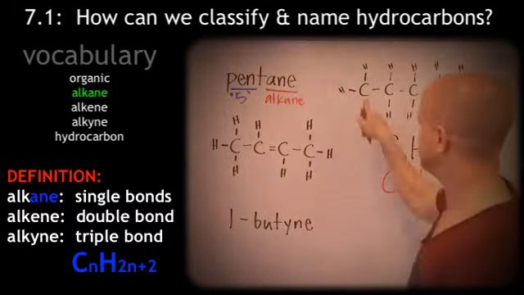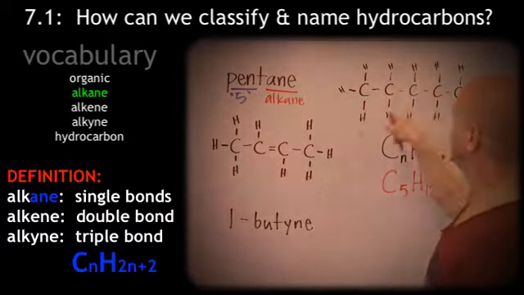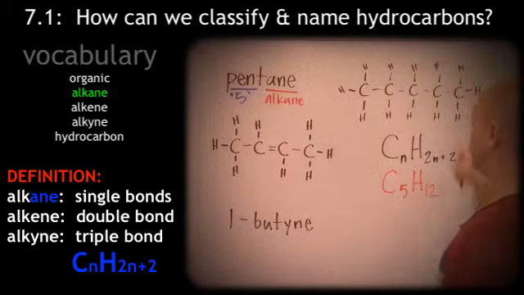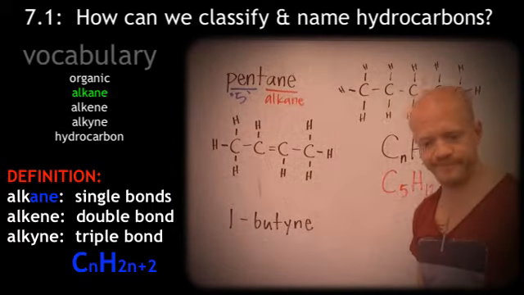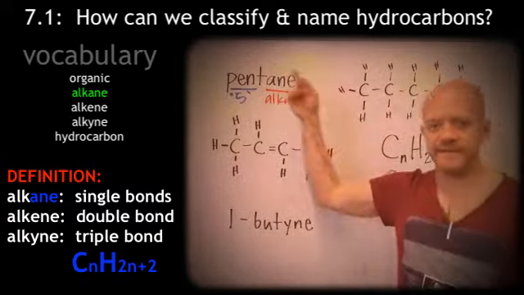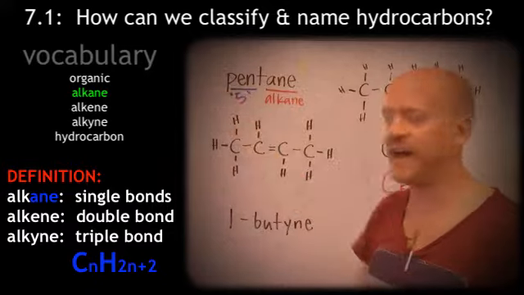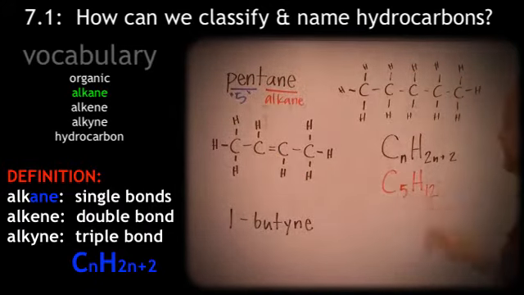The other thing you could do is count: 1, 2, 3, 4, 5. That's 5. And the H's: 1, 2, 3, 4, 5, 6, 7, 8, 9, 10, 11, 12. There's your 12. So pentane, alkane, single bonds. Pent tells you 5 carbons. This is the formula.